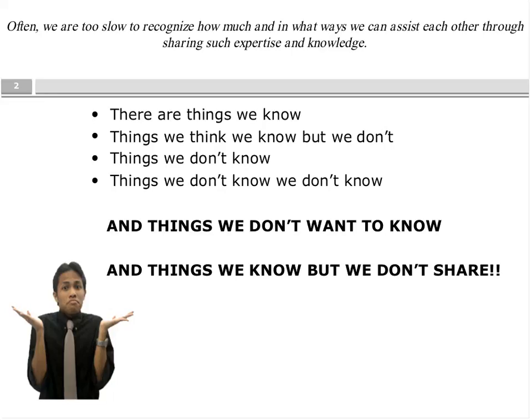Here we have a couple of bullet points. There are things we know, things we think we know but we don't, things we don't know, things we don't know we don't know, things we don't want to know, and things we know but we don't share. So there is a lot of confusing stuff with know and don't know and want to know.